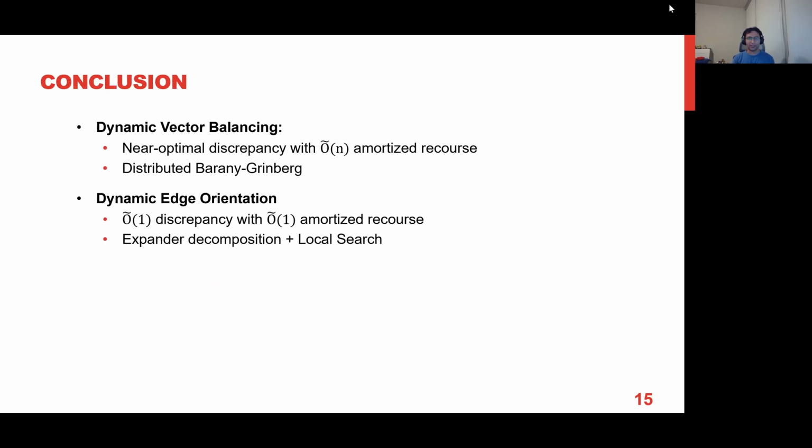What we saw in this talk, first, was the dynamic vector balancing problem, where we obtained near optimal discrepancy in roughly O tilde n recourse, where n is the number of dimensions. The idea was some kind of a distributed Banaszczyk. For the edge orientation problem in the dynamic setting, we get near optimal discrepancy and near optimal recourse using expander decompositions and local search.